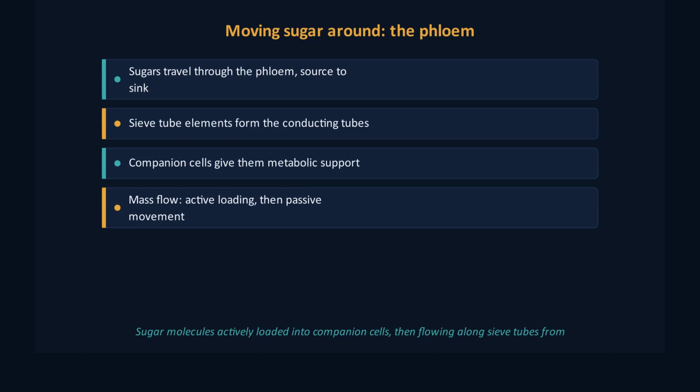The mass flow hypothesis explains it. Sugars are first actively loaded into the companion cells, and from there they are carried along by passive movement through the sieve tubes. Active loading sets up the flow, and the flow then carries the cargo onward.